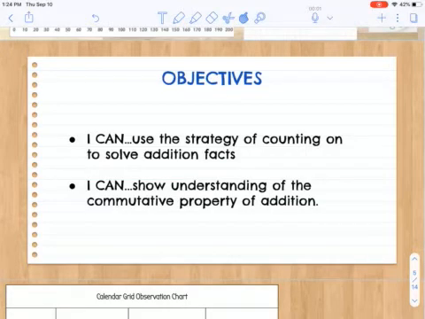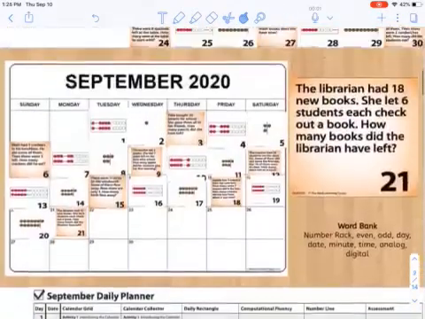We have two objectives today. The first is I can use the strategy of counting on to solve addition facts. The second is I can show understanding of the commutative property of addition. Let's get started by looking at our calendar marker for today.